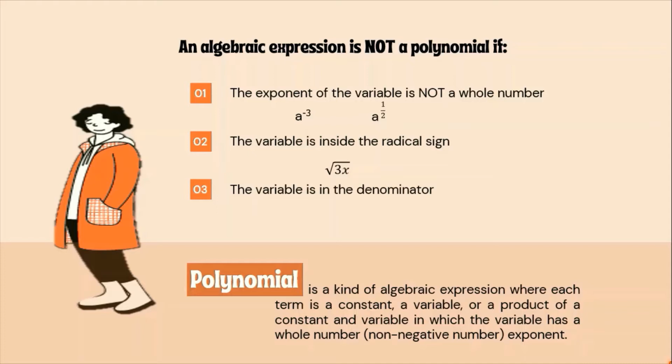Isa pang condition kung bakit hindi nagiging polynomial ang isang algebraic expression, the variable is in the denominator. Say for example, fraction ng ating algebraic expression, 1 over y, this is an algebraic expression. However, this is not a polynomial. Dahil ang denominator natin ay isang variable. It must be a constant.